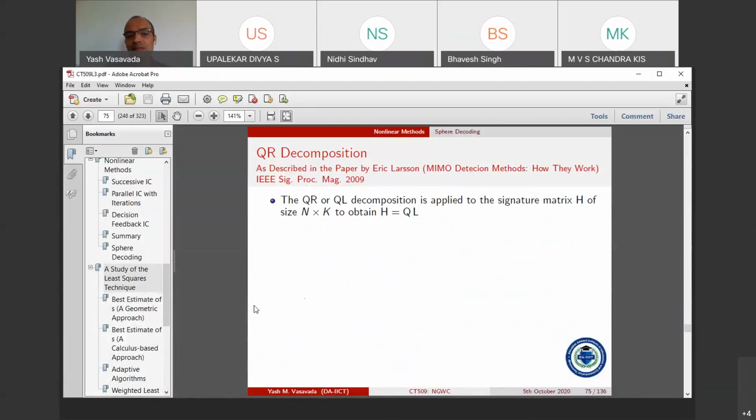QL decomposition is similar to QR decomposition, which we may or may not have talked about explicitly, but it is nothing but the Gram-Schmidt orthogonalization of matrix H that we certainly have studied in CT516. Do you remember this Gram-Schmidt orthogonalization that we did earlier? Yes, sir.